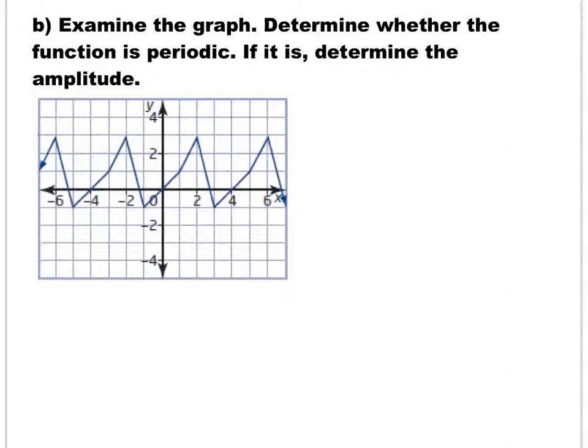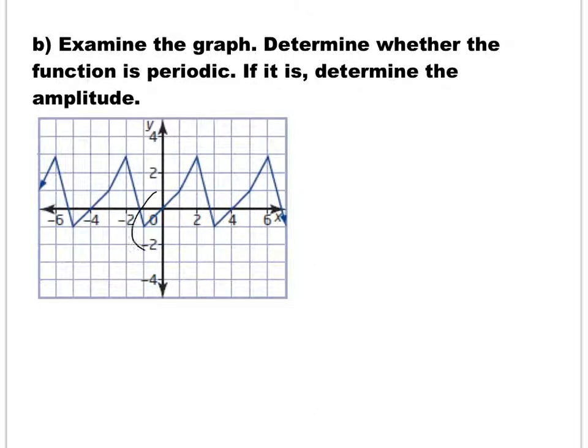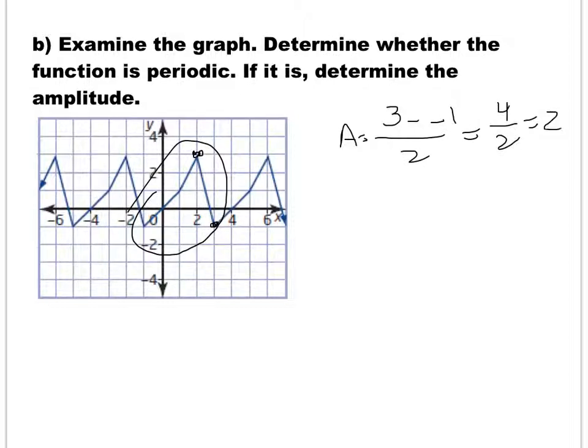Okay, first question, is this a periodic function? Yes, it is, because if I take one branch of this graph, I can see that it's being repeated to the right and left, so this is periodic. Now, to find the amplitude, I'm going to find the maximum. The maximum is going to be 3. So the amplitude is maximum 3 minus the minimum, which is -1, divided by 2, which is 4 divided by 2, which is going to be 2.